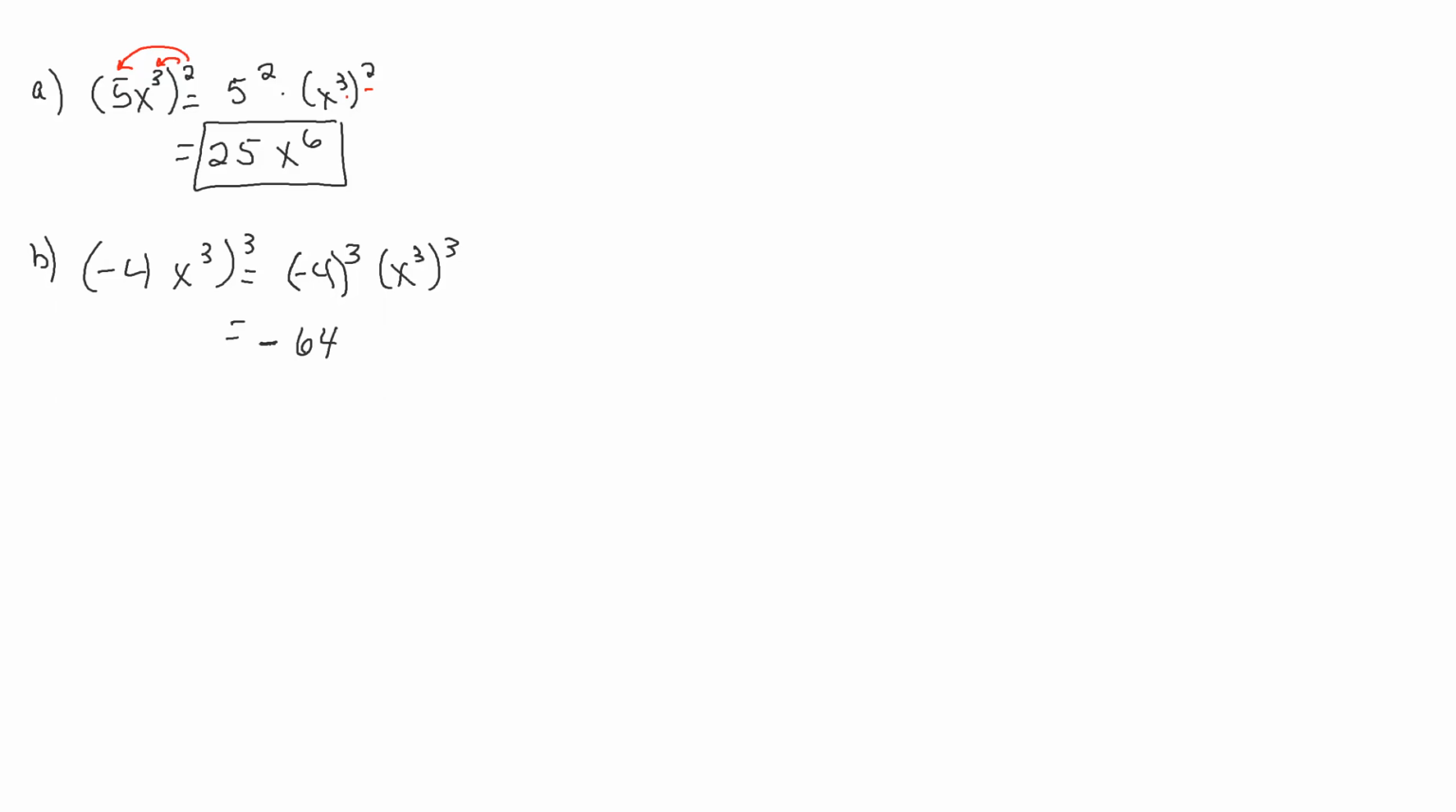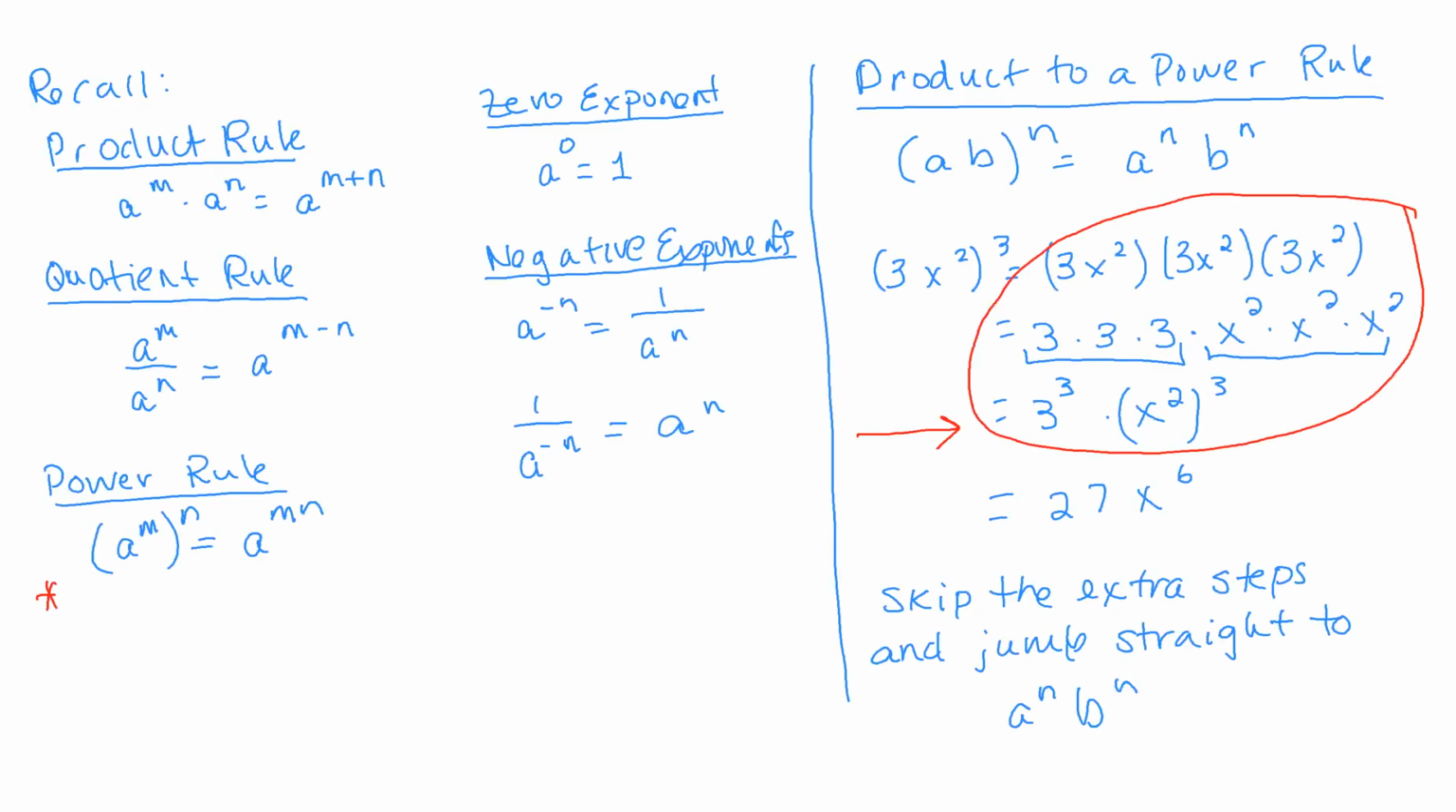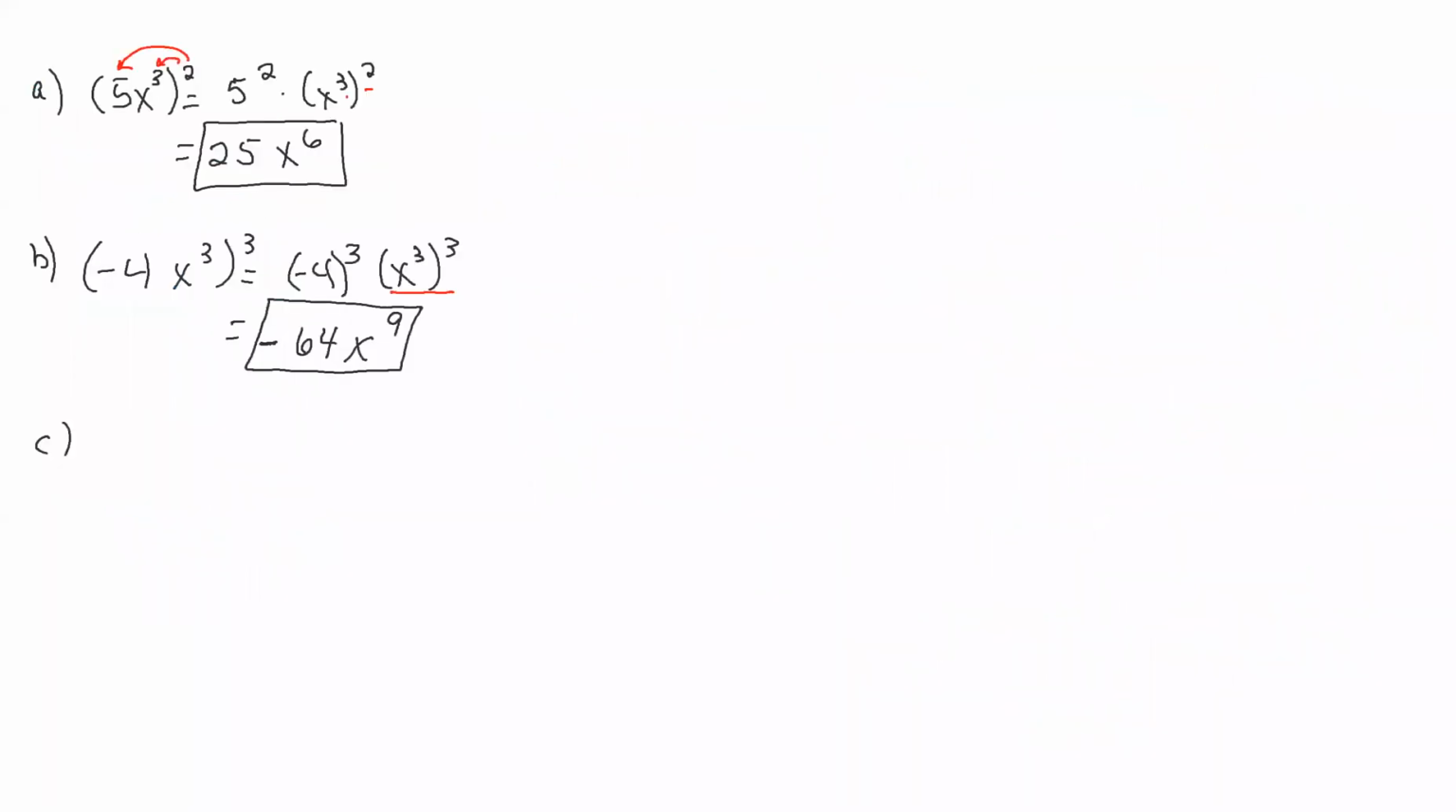And then for this right here, I have x to the third raised to the third power. This is a power rule. So I'm going to keep the x and I'm going to multiply the exponents. So I get negative 64 x to the 9th. Okay. So just make sure you understand these rules that we talked about yesterday, the product rule, the quotient rule, and especially the power rule, because the power rule is going to come up quite a bit. Okay. So let's go back and try another one.